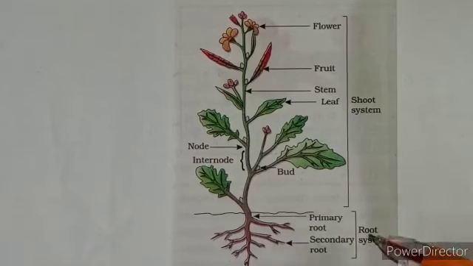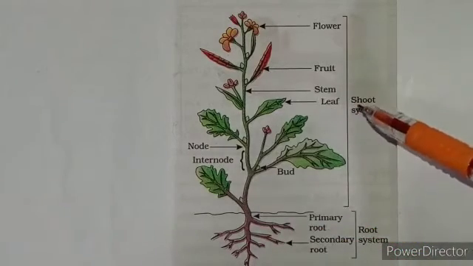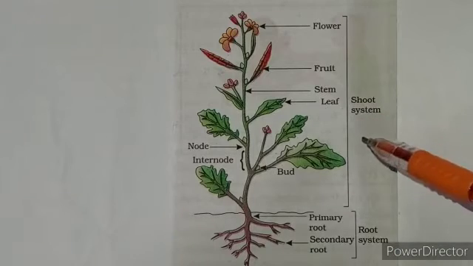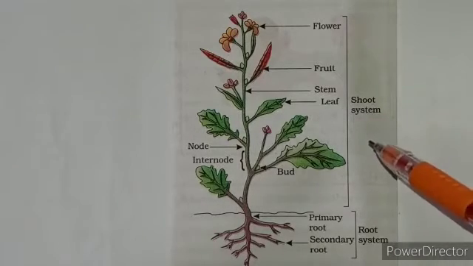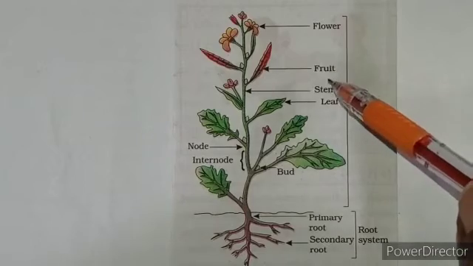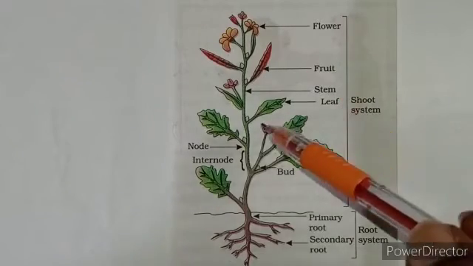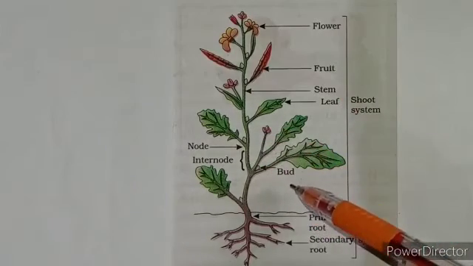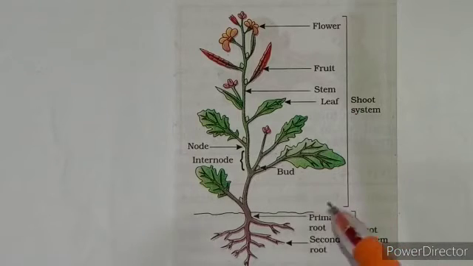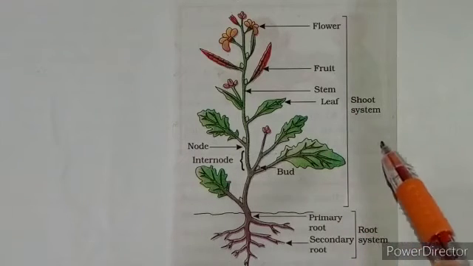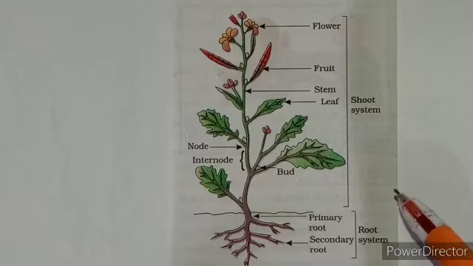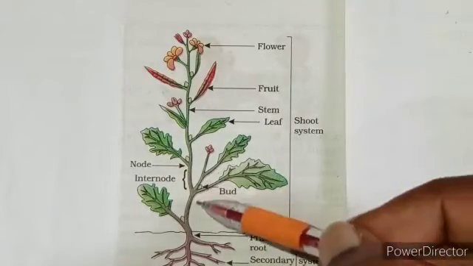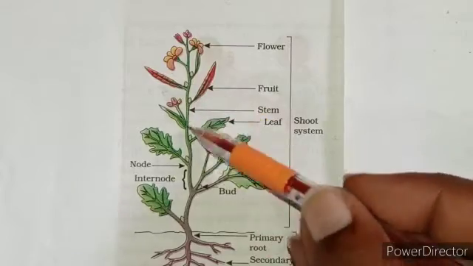Friends, all of you see here, the part below the ground level is called the root part. The part above the ground level is called the shoot part, okay? The shoot part consists of flowers, fruit, stem, leaf, node, internode and buds, okay? In this class, I am going to teach you the stem part of a plant, okay? All of you see here, this is the stem part of a plant.